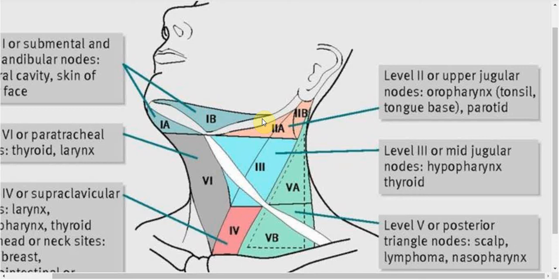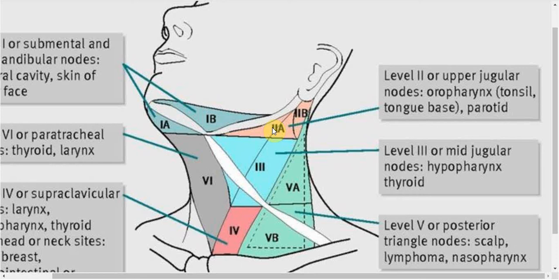And between the angle of the mandible and the anterior border of the sternocleidomastoid. This is the sternocleidomastoid. So between the angle of the mandible, which is over here, and the anterior border of the sternocleidomastoid, we have the location of the jugulo-digastric lymph nodes, right? It lies below the posterior belly of the digastric between the angle of the mandible and the anterior border of the sternocleidomastoid.